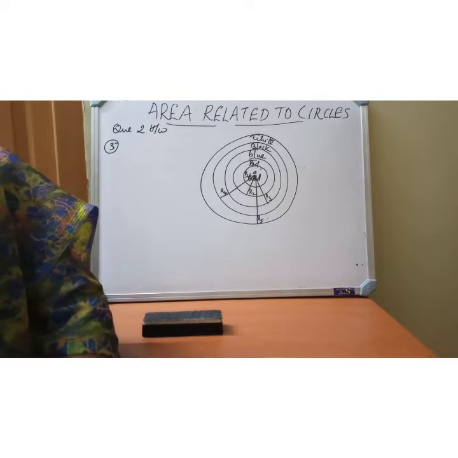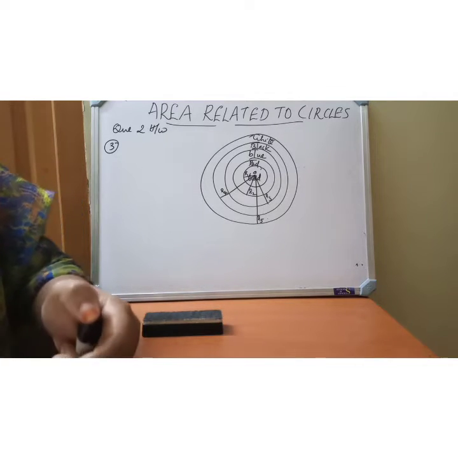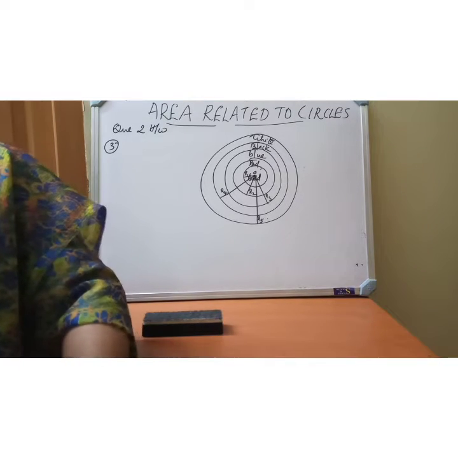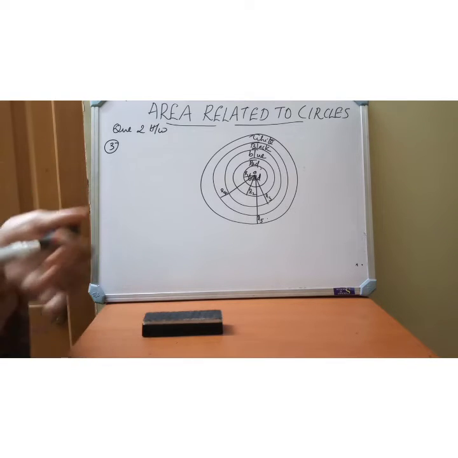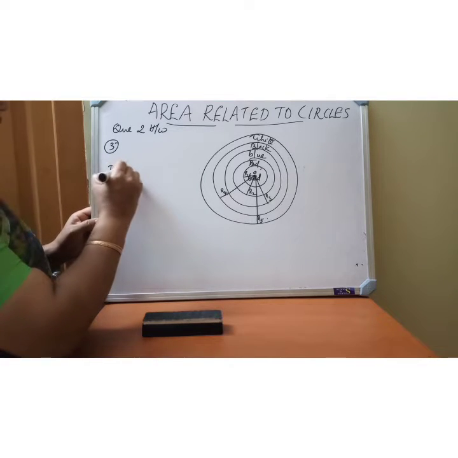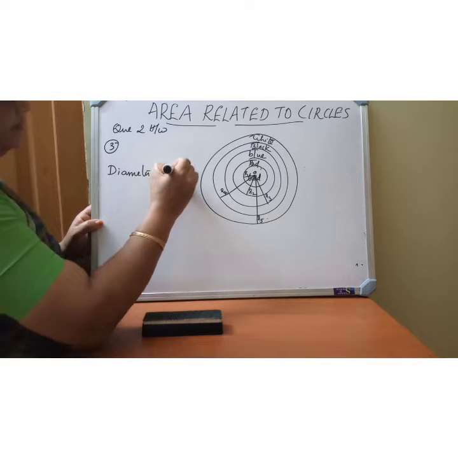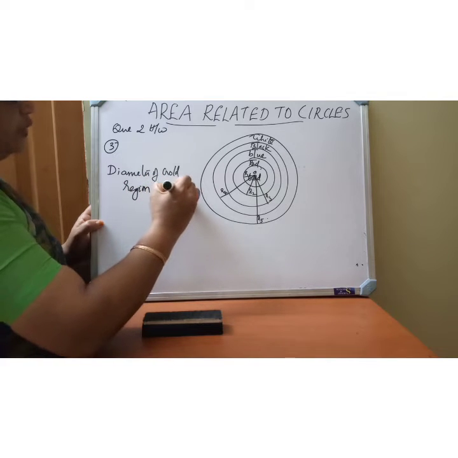So listen carefully. This is very easy if you are listening to the class. So what is given as the diameter of the gold region? Yes, very good, 21 centimeter. So first you must write: diameter of gold region is given as 21 centimeter.